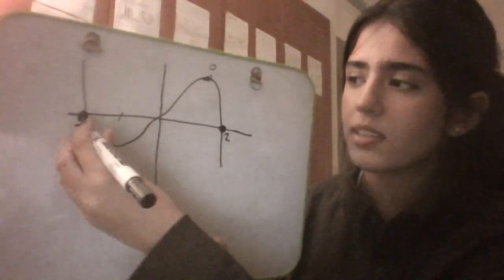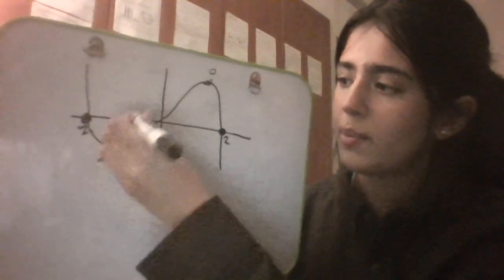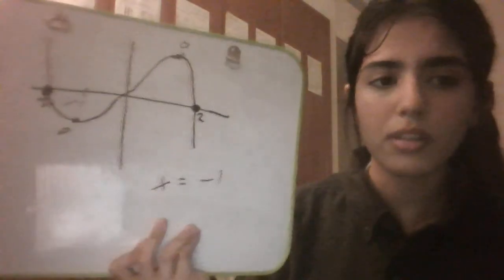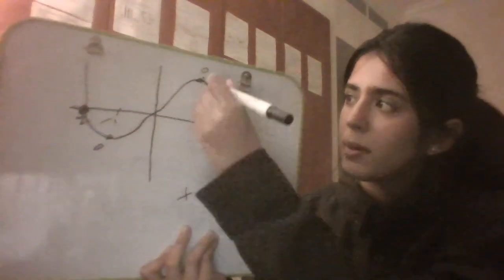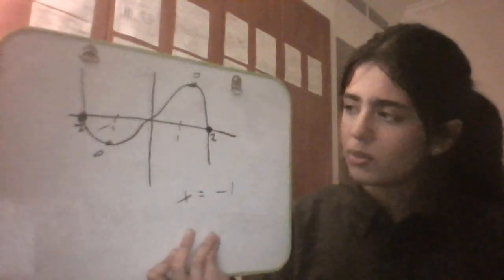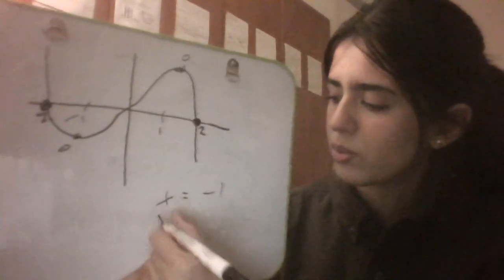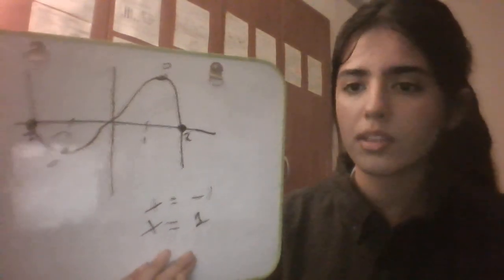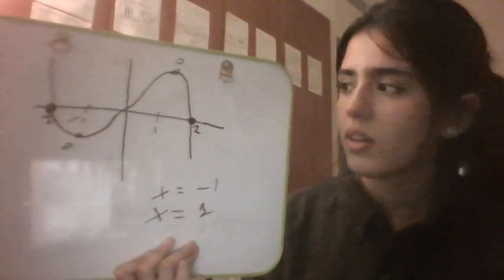Since it intersects the x-axis at -2, half of that is -1. That means when x equals -1, the slope is 0. Okay, I'm going to write that. When x is -1, the slope is 0. And here the slope is also 0, and here it's +2, so half of that is just +1. So when x equals 1, the slope is 0. So when x equals +1, the slope is 0.